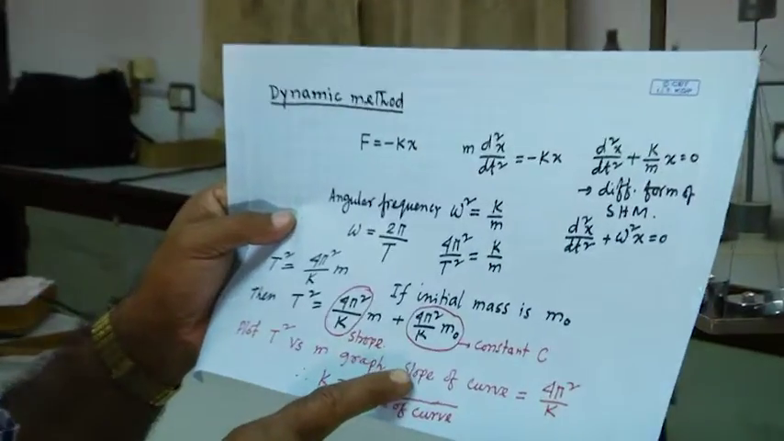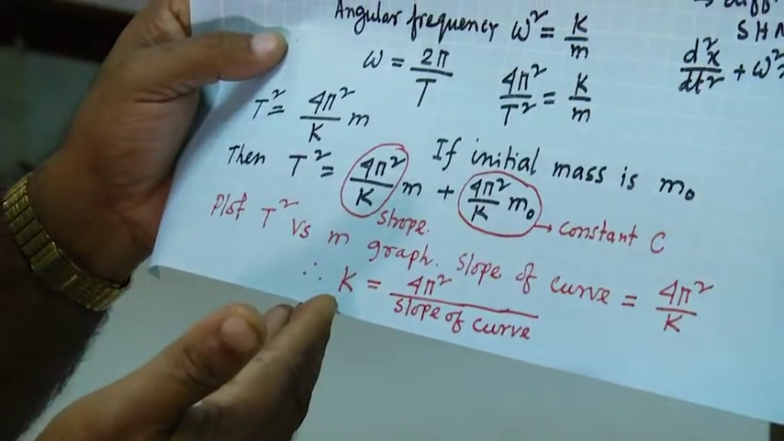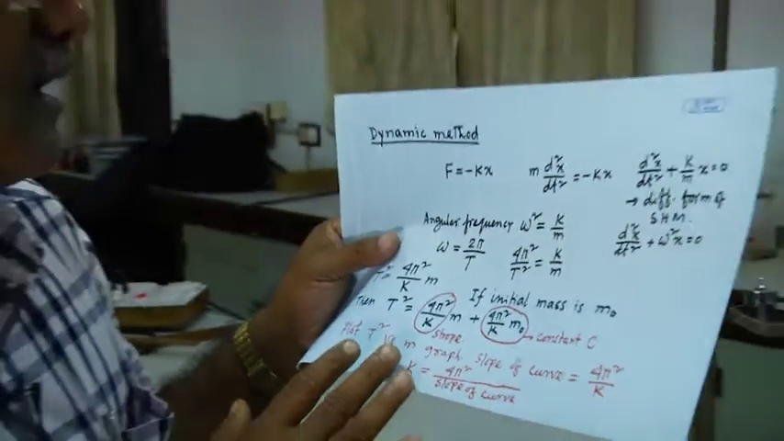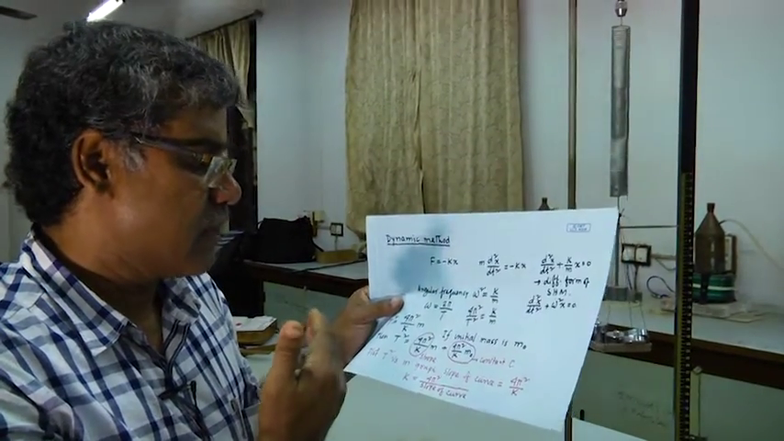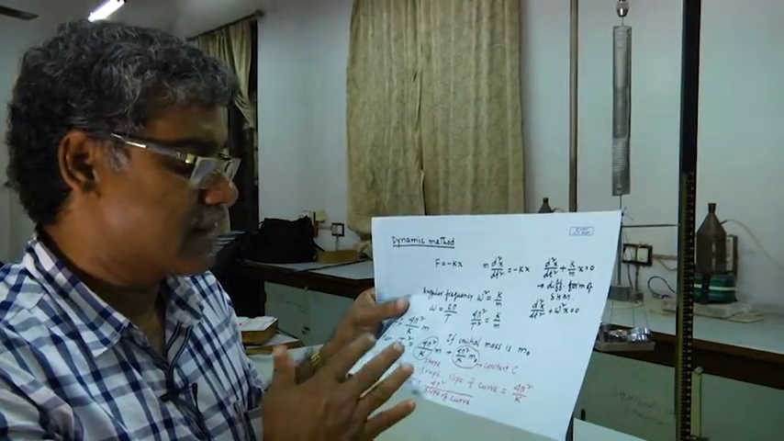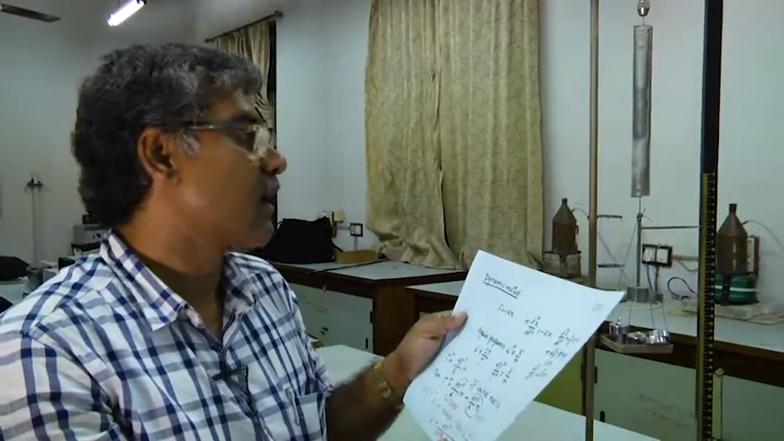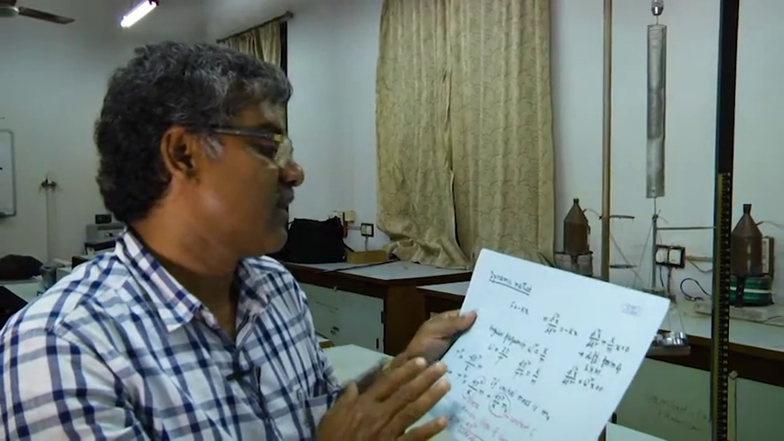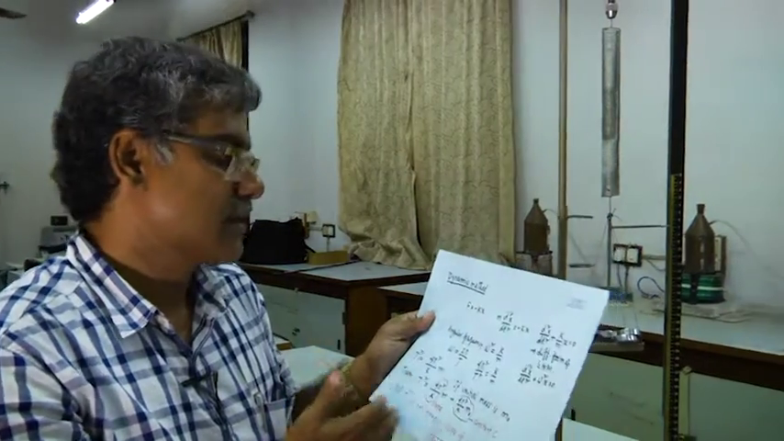Now, 4 pi square divided by the slope of the curve will be your spring constant. I will discuss the calculation and how to calculate the error in this measurement in the next class. So, I will stop here. This is a very nice experiment for determining the spring constant. Thank you for your kind attention.